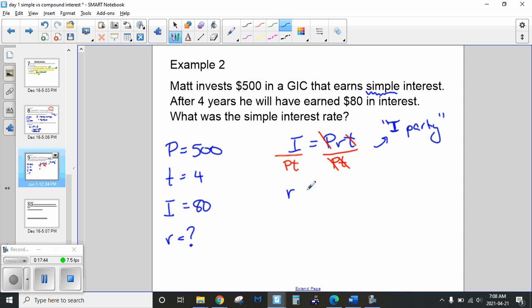That means the interest rate, so I'm going to switch the sides, the interest rate R is equal to the interest amount divided by the principal times the time. Okay, so now I'm going to take these numbers that were given in the question. The interest amount was $80, the principal amount was $500, and the time is 4 years.